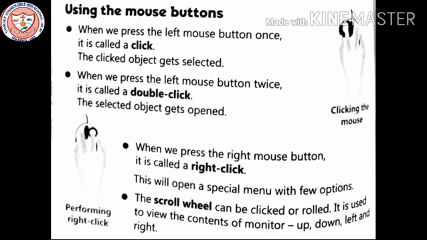When we press the left mouse button twice, it is called a double click. When you press the left mouse button with the help of your index finger twice, the selected object gets open. In the first click it gets selected, in the second click it gets open. Clear? Now when we press the right mouse button, it is called the right click.